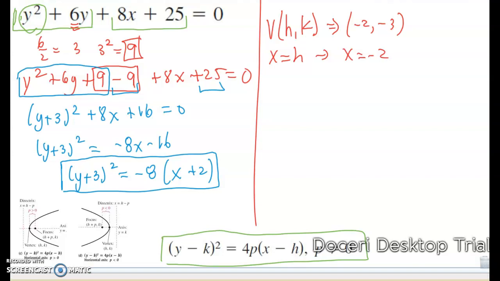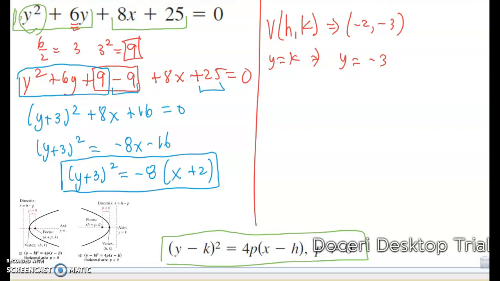Actually, because we're dealing with the slanted one, it's not going to be x. Sorry, it's going to be y. So we have y equals k, so we have y equals -3. So that's where the focus is going to be, on the y equals -3 line.